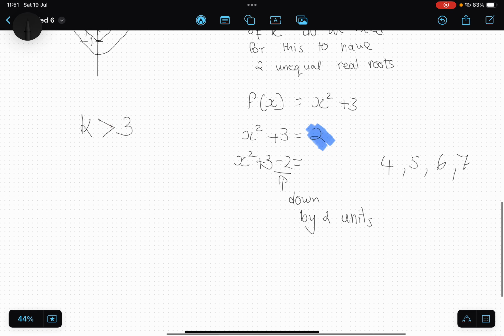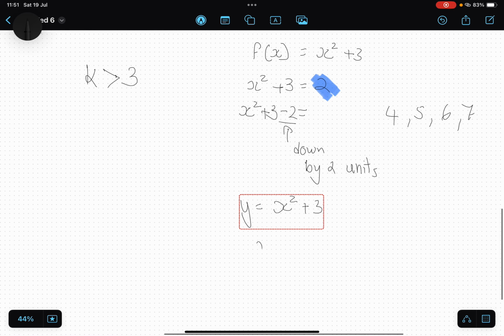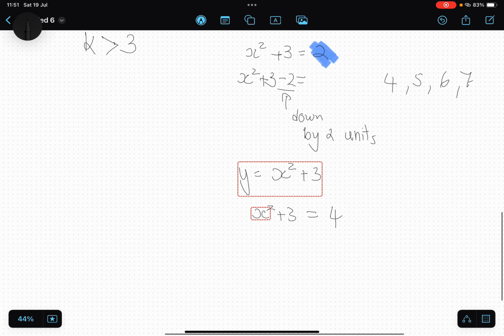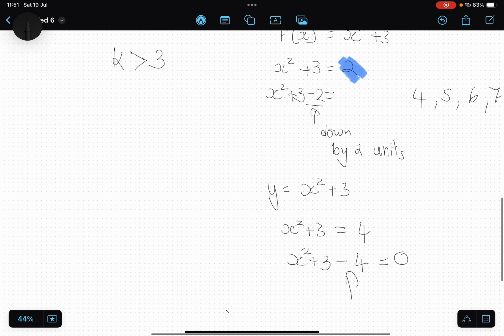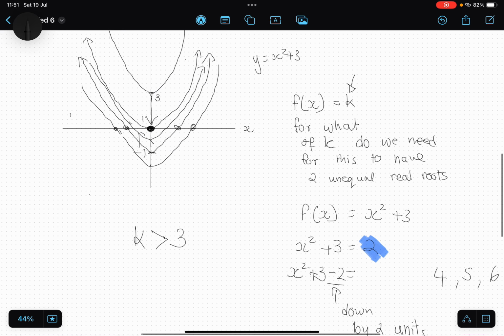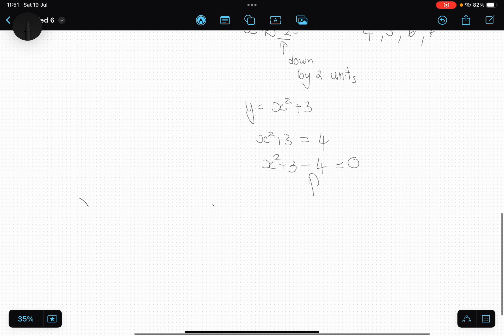Because if k is greater than 3, and I take it to the other side, let's just show you an example. So that was x squared plus 3 equals, now let's say it's 4. So you take the 4 over. Now you have a shift down by 4 units. You see how it becomes negative. So it's a shift down by 4 units. So anything greater than 3 will shift this thing down, and that's what we actually need. We need these two solutions, these two roots. Okay, so let's look at another example.